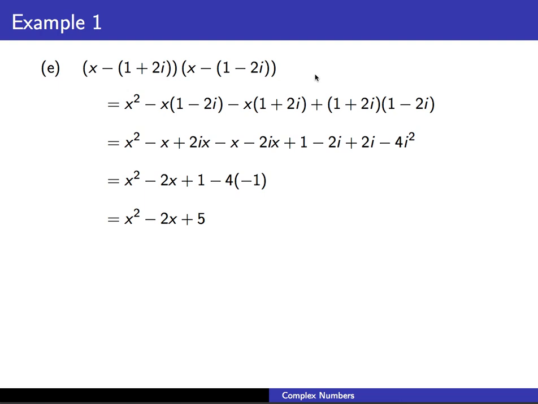So this scary looking expression, when we multiply it all out, and really just be careful with your multiplication, so a lot of room for error here, ends up simplifying to x squared minus 2x plus 5.